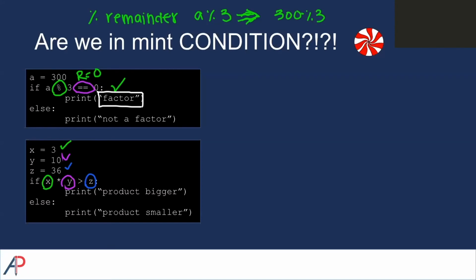So 3 times 10 is greater than 36. 3 times 10, however, is going to be 30. And when we look at 30 is greater than 36, this is a false statement. It's a false statement, so we do not go into the body of the if statement. Rather, we care about what's inside of the else statement. So we look here and it says print product smaller. So that's the reason why product smaller will print.